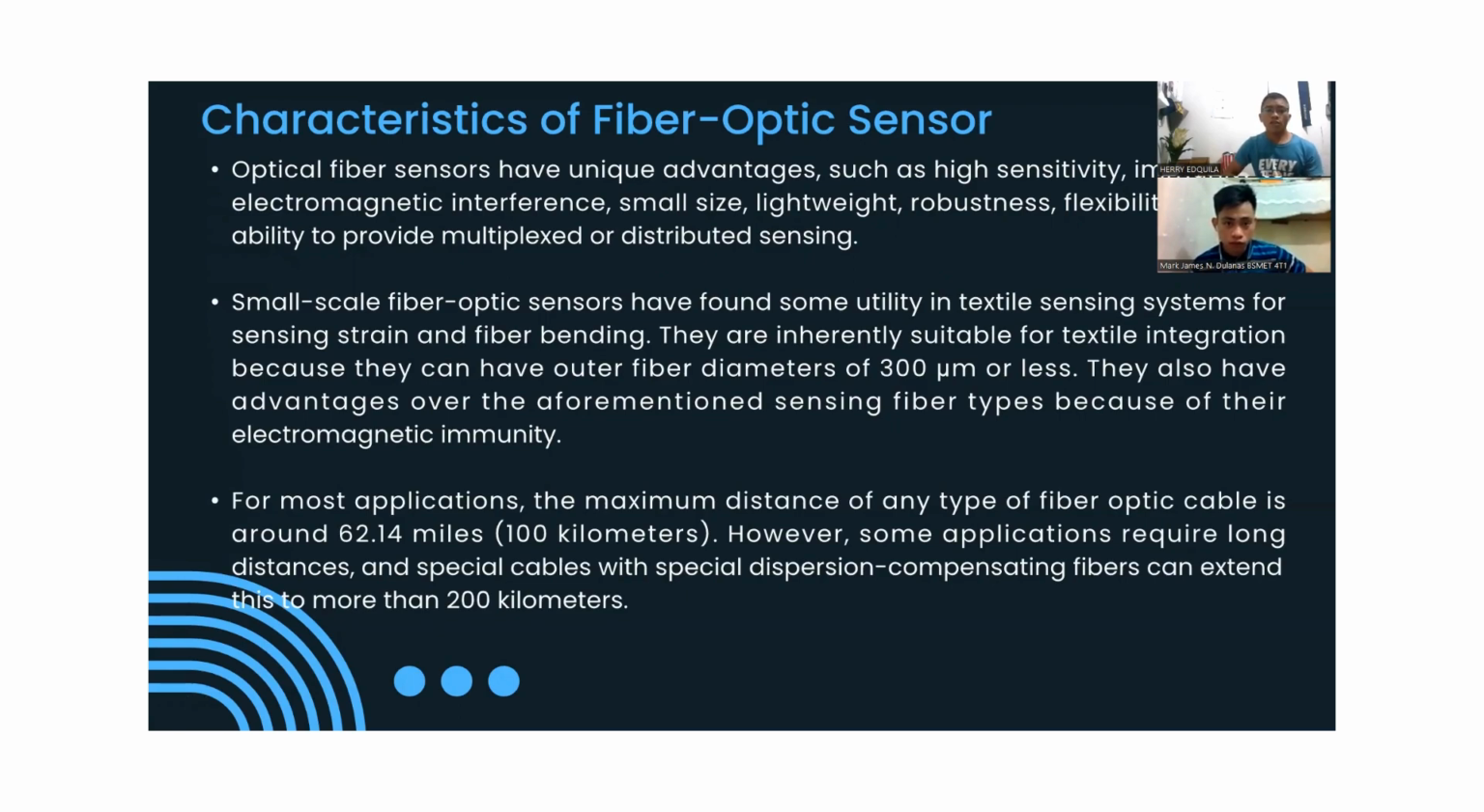For most applications, the maximum distance of any type of fiber optics cable is around 62.14 miles or 100 kilometers. However, some applications require long distances, and special cables with special dispersion compensating fibers can extend this to more than 200 kilometers.